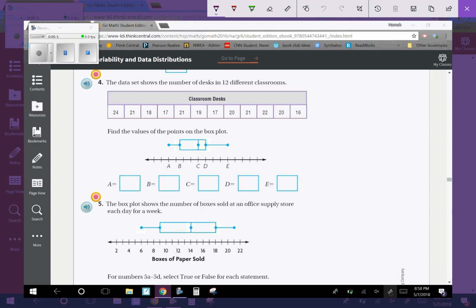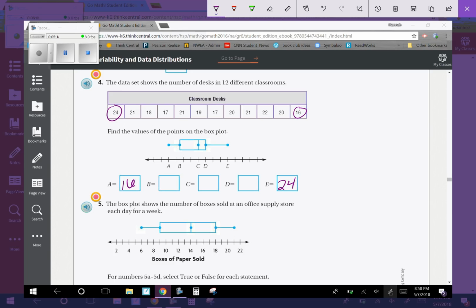So if I just use this information, I can solve it. And if I find the median, lower quartile, upper quartile, greatest value, least value. So that's how we read that box plot. I can already figure out E because I just need to go to the greatest value, which is 24. Then I can find my least value, which is going to be 16. Those are already done. I didn't have to do any work to find those.